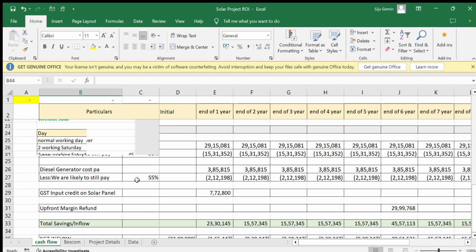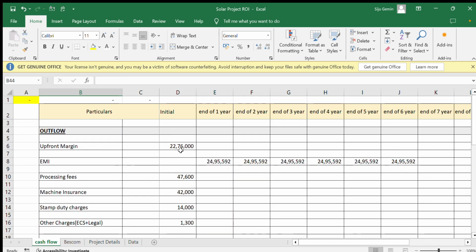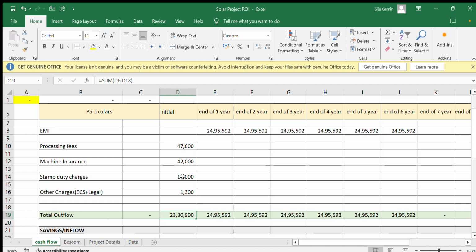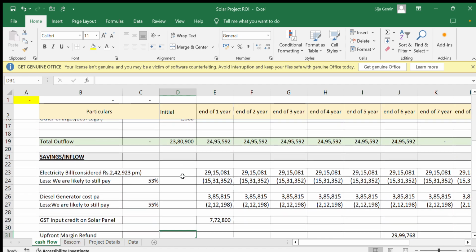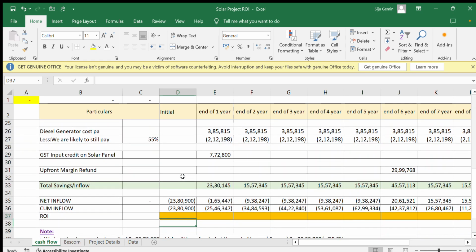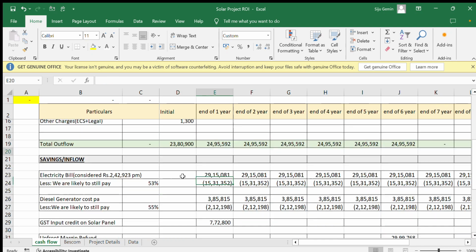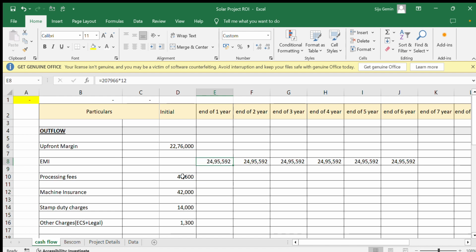Now let's see the cash flow. See, as I said, upfront margin we need to pay 22 lakh 76,000. Processing fees and other fees all put together will be 23 lakh 80,000. So initially we need to invest 23 lakh 80,000. So net inflow will be minus 23 lakh 80,000. At the end of the first year, we need to pay an EMI of 24 lakh 95,000.